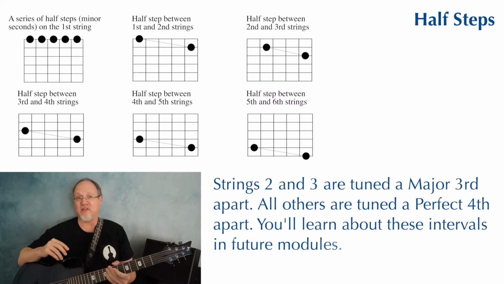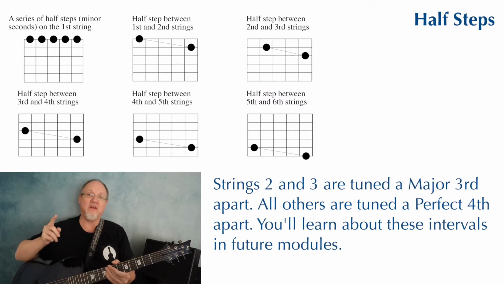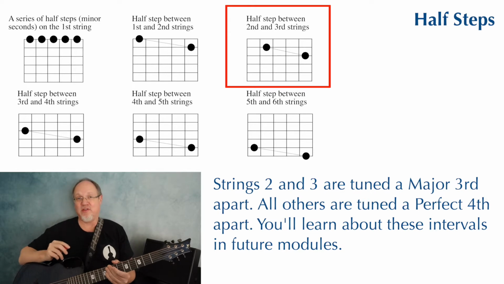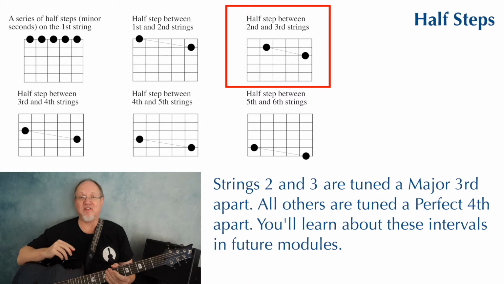You probably noticed that those half steps are 4 frets distance between the strings except for strings 2 and 3, and that's just because of the way the guitar is tuned, and that's just something that guitarists have to take into account.